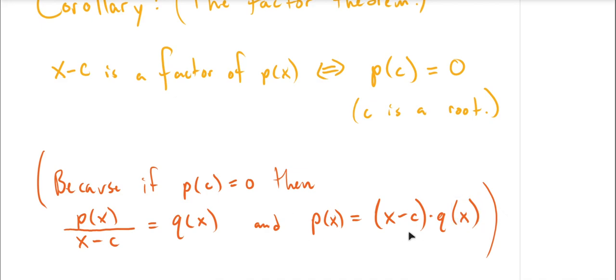Now, we can see that if I were to plug in c right here, I would get 0 for p of c, because we would have some q of c times 0, and that's of course 0. What's less obvious, but nonetheless true, is that this is the only way that we can get p of c to be equal to 0: if there's some way to rewrite the polynomial as a factor, x minus c, times q of x.